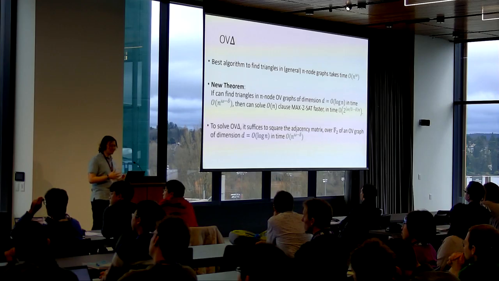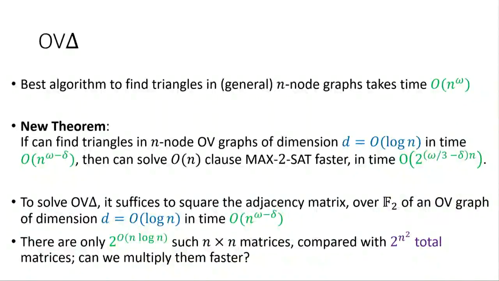And one thing I think that's really neat about this is that to solve OV triangle finding, it suffices again to square the adjacency matrix of an OV graph. So in particular, this reduces to some really nice natural matrix multiplication problem, where there's this class of only 2 to the order n log n different matrices that we want to be able to multiply or square. And if we can multiply or square these matrices faster than we can multiply general matrices, of which there are a lot more, like 2 to the n squared, then that would lead to faster algorithms for Max-2SAT and so on.